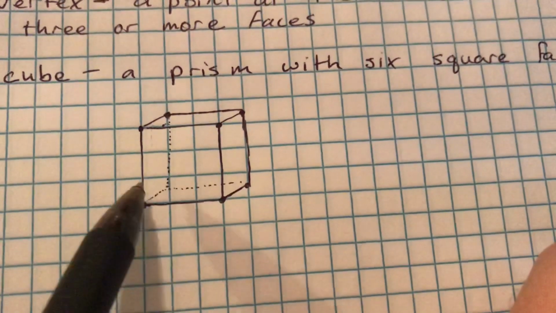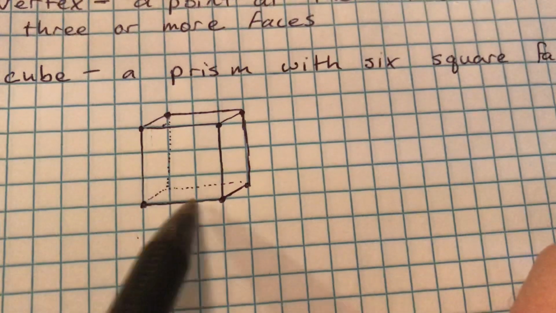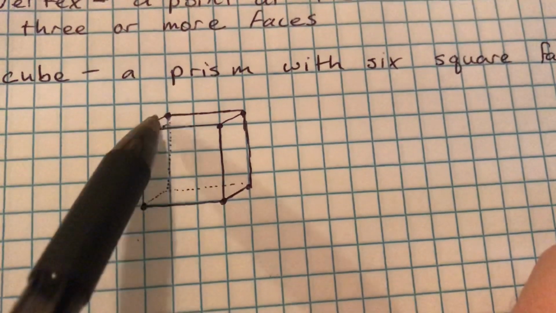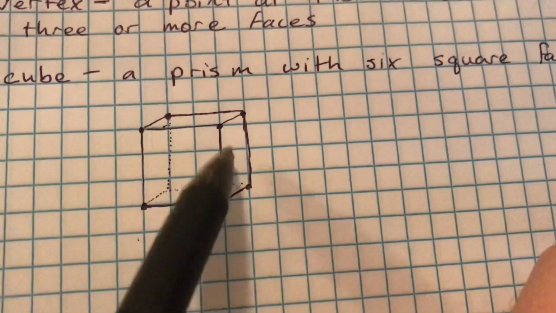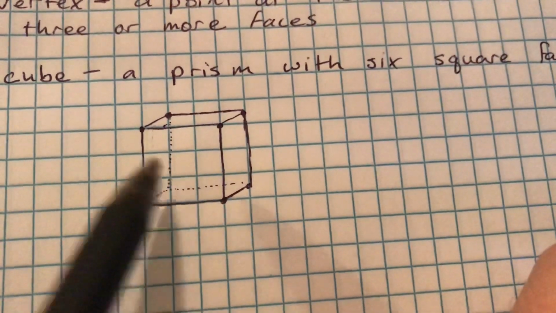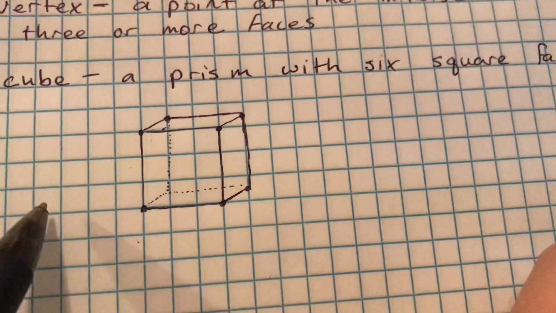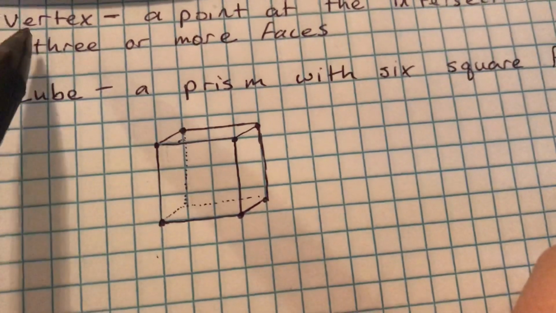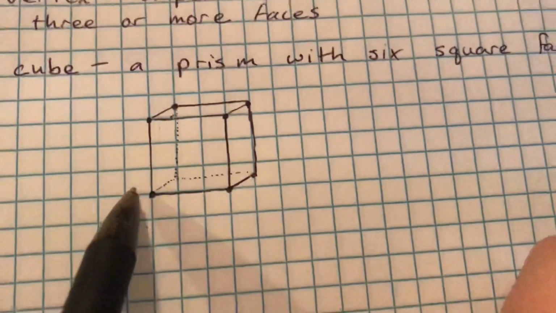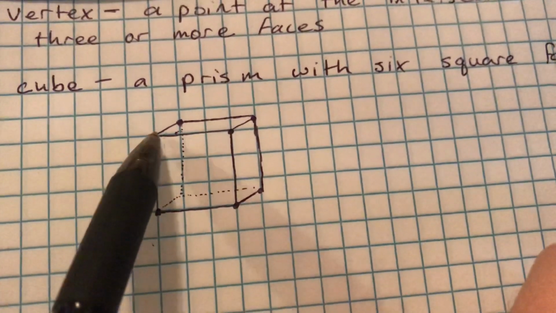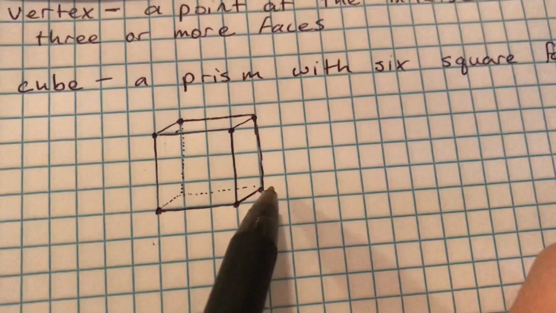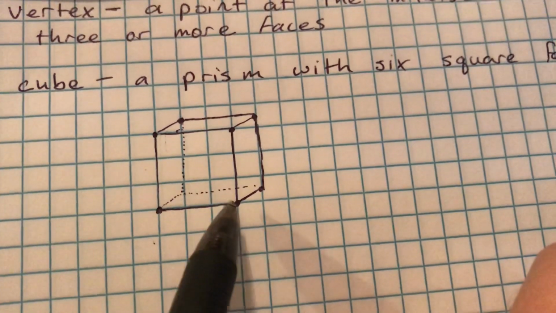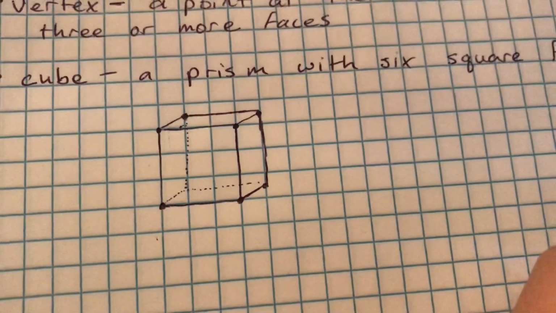Now how about edges? I have edge here, edge here, edge here, edge here, edge here. There's lots of edges to this cube. And one of the things I want you to do is count them yourself. Now how about vertices, the plural of vertex? So what I did was I kind of drew out some of these dots a little bit bigger. Those are vertices of the cube.